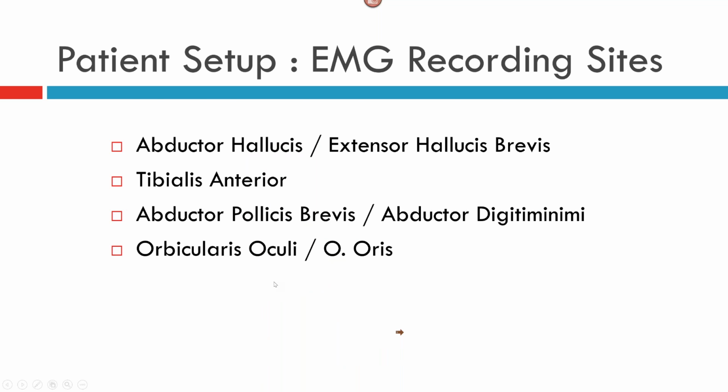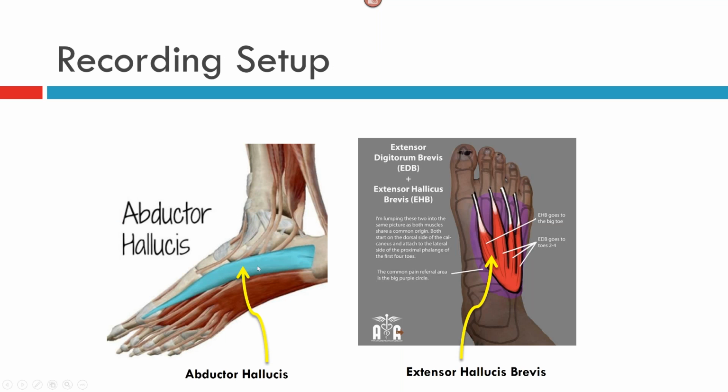Same muscle setup: foot muscle, tibialis anterior, and hand muscle and orbicularis oculi. So the abductor hallucis, the foot muscle, is under the big toe. So if you want to record from abductor hallucis, you have to put the electrode here. If you want to record from extensor hallucis brevis, you have to feel between the first and second metatarsal. So many times people put the electrode very distal, behind the toes, and you don't have any muscle, they're all tendons.